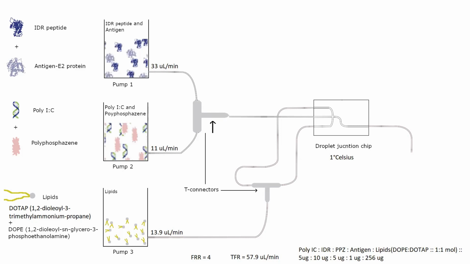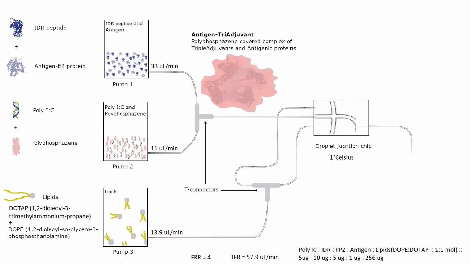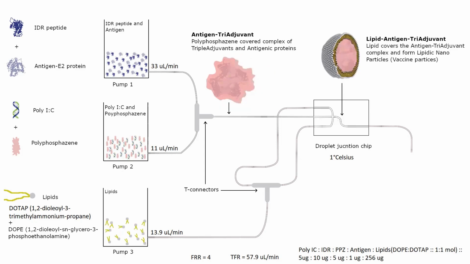When tri-adjuvant and E2 protein encounter at the T junction, PCEP immediately covers the other 3 components to form antigen tri-adjuvant as an anionic intermediate product, which will then encounter the mixture of cationic and helper lipid at the junction on chip. At the junction on chip, lipids are likely to precipitate caused by ethanol diffusion and cover the whole antigen tri-adjuvant complex to form lipidic nanoparticles.